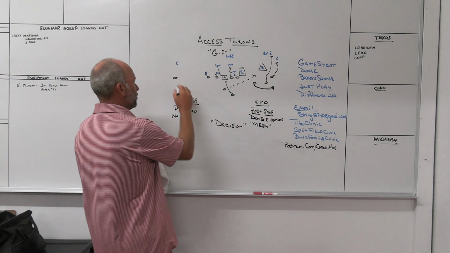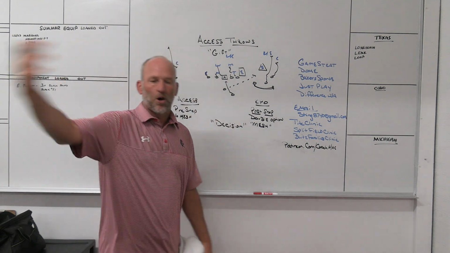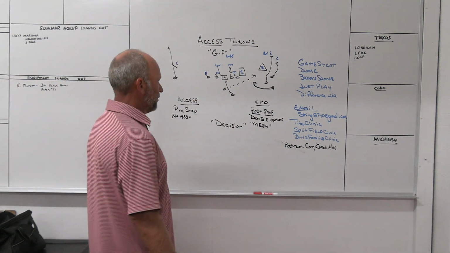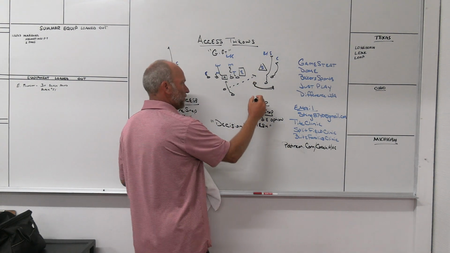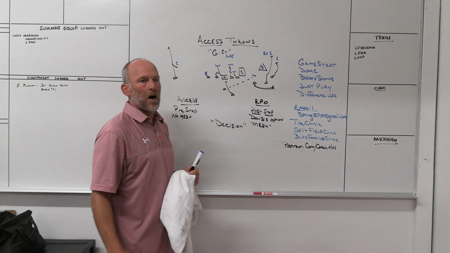So when we did that, this was still the access side. We still had access rules in place away from the zone read triple theory. So even though I don't consider that an RPO, is it a run pass option on paper?